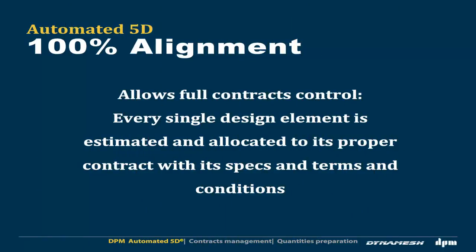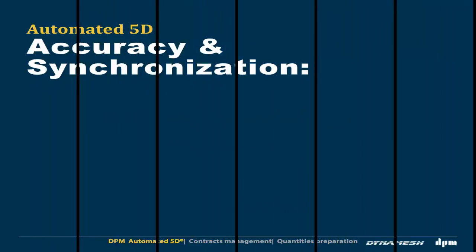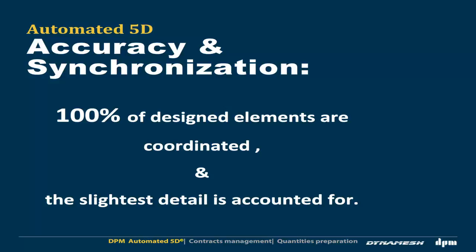The alignment of contracts with design was no easy task at all in construction. With automated 5D, a 100% alignment is achieved, and every single element can be allocated to its proper contract with all of its relevant specs in a very fast and efficient way. Automated data quality controls make errors a thing of the past. Accurate and synchronous tracking of construction elements makes coordination, starting from design and contracts, easily achieved throughout the full project cycle.